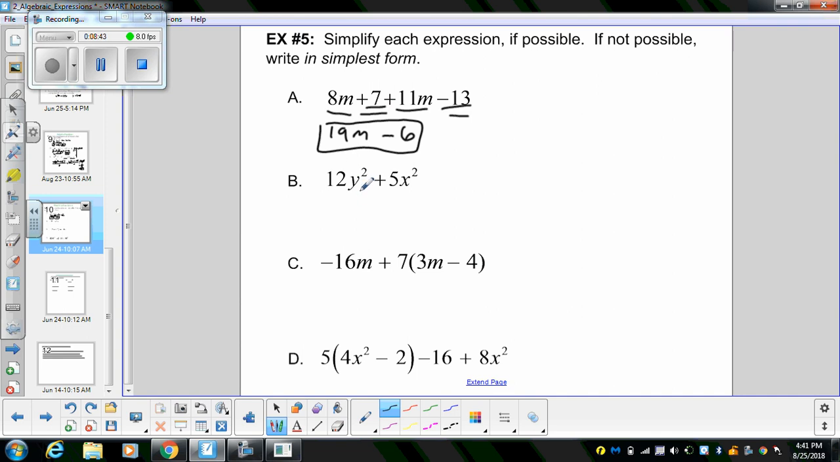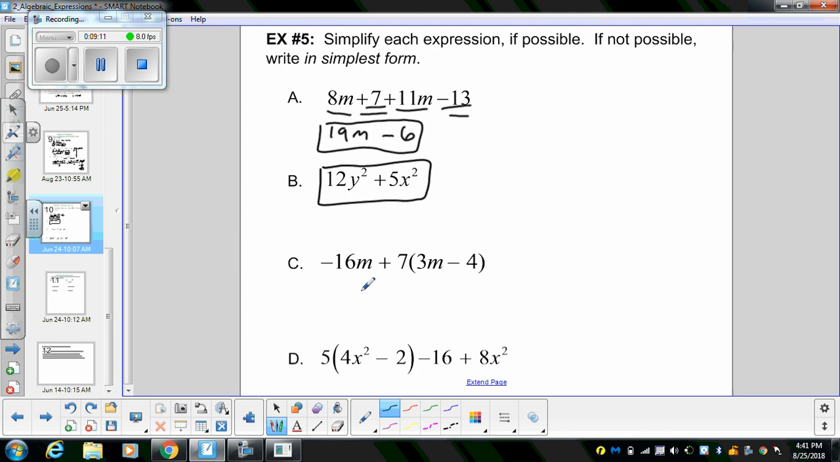So here, since this is a y squared, is that the same thing as x squared? So hopefully your answer was no. Y and x are not the same, so I cannot combine these guys. So this is actually its simplest form. You cannot go further. Now, if that was another x, yes, we could. But because those are 2 different letters, you cannot actually combine those.